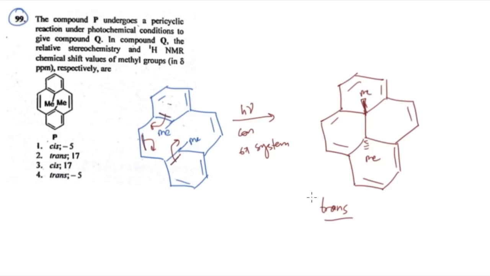Since it's an aromatic system, you can see over here it's aromatic: 1, 2, 3, 4, 5, 6, 7. It's a 14-annulene, so now it's an aromatic system. In an aromatic system, the inner methyl groups will be highly upfield, okay, because they will be shielded. That's why they will give you a chemical shift of about -5 ppm. So the correct answer for this will be trans and -5 ppm. This is how this question has to be solved, and this is the correct answer.